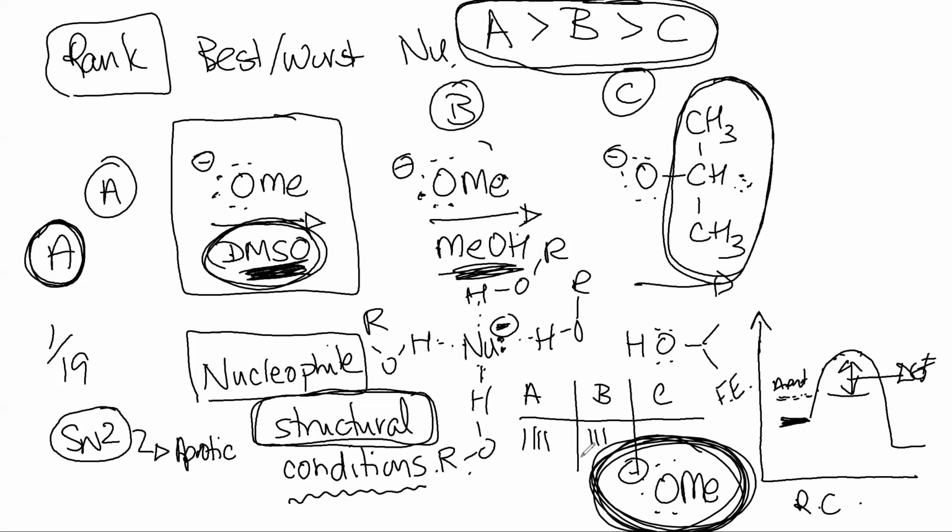You can use it in an SN2, but you're always running the risk of an E2 being a side product of that. So on our little decision matrix, let me clear this. Using methoxide as a nucleophile is always going to be a little bit touchy.